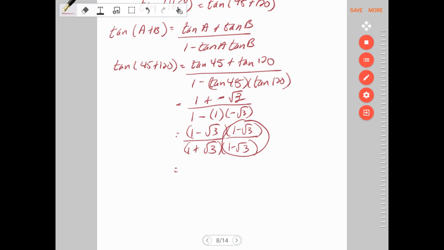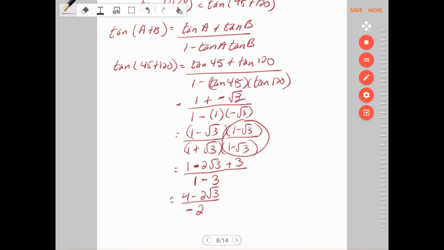Okay, multiplying that up, I would get 1 times 1 is 1, minus root 3, minus another root 3, that's minus 2 root 3's. Negative root 3 times negative root 3 is positive 3. All over, a binomial times its conjugate is the difference of squares. So first guy squared minus the second guy squared. Okay, on top, that gives me 4 minus 2 root 3's when I collect like terms, all over negative 2.